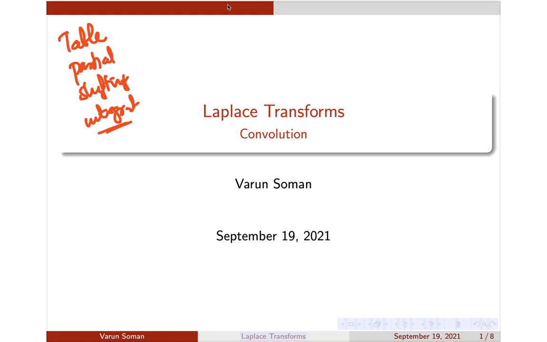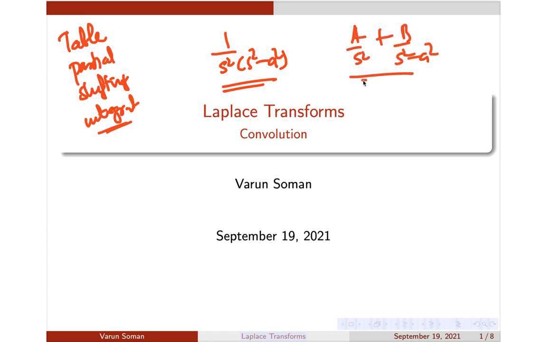Suppose I need to find the inverse of a function of the form 1 by s square into s square minus a square. You can think of many methods here. One method is you can split it into two, like a by s square plus b by s square minus a square, using partial fractions, and then find the inverse transform. Another method is the integration technique. First you find the inverse transform of 1 by s square minus a square, then you integrate it from 0 to t to find the inverse transform of 1 by s into s square minus a square. Again you do the integration, then you will get the inverse transform. So that is another technique.